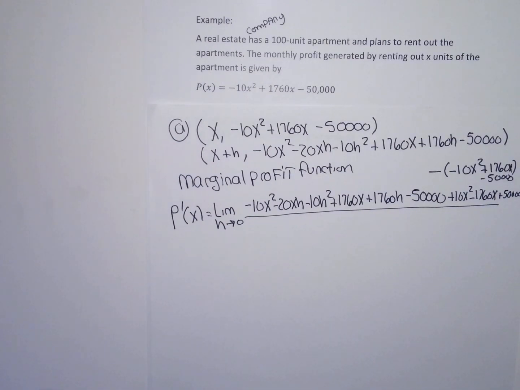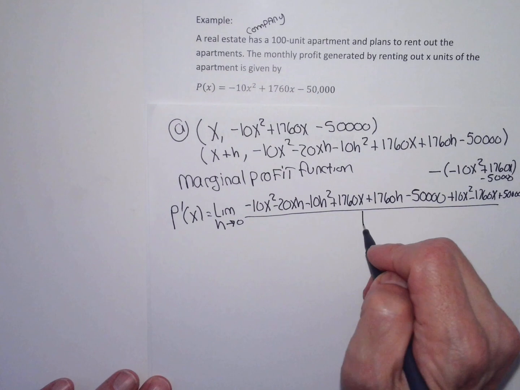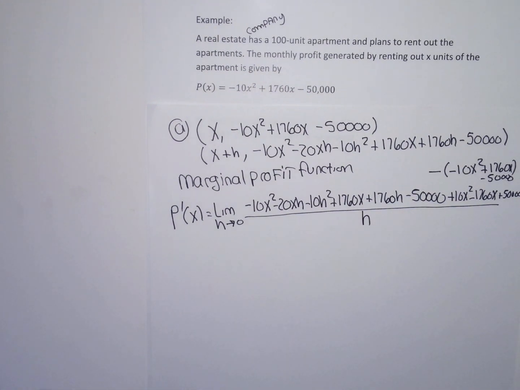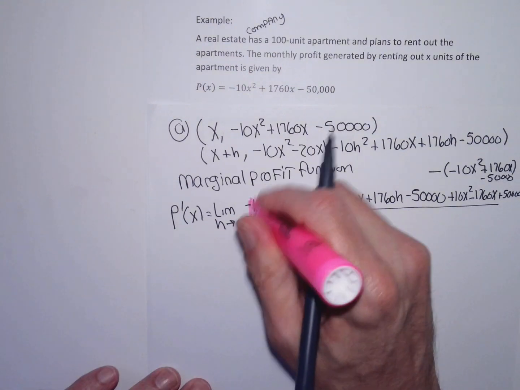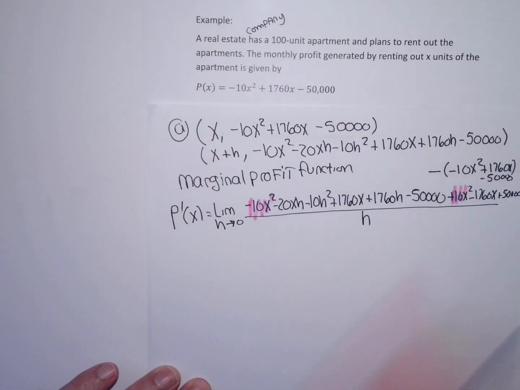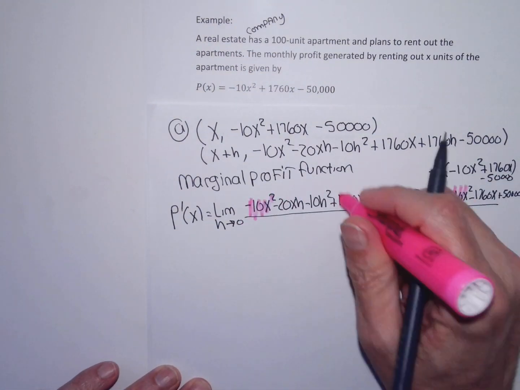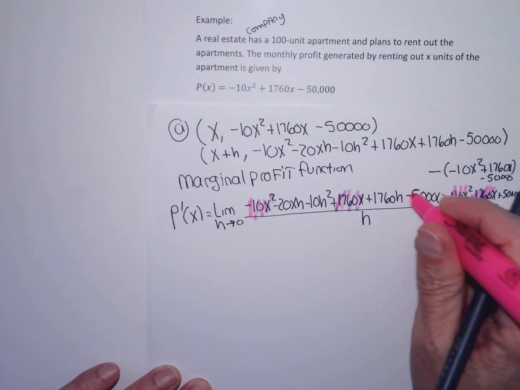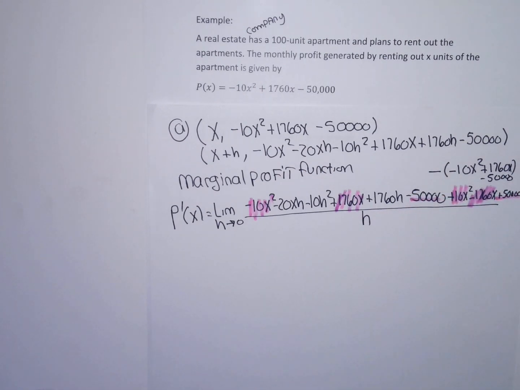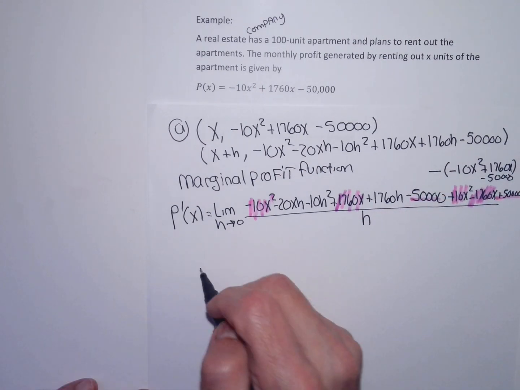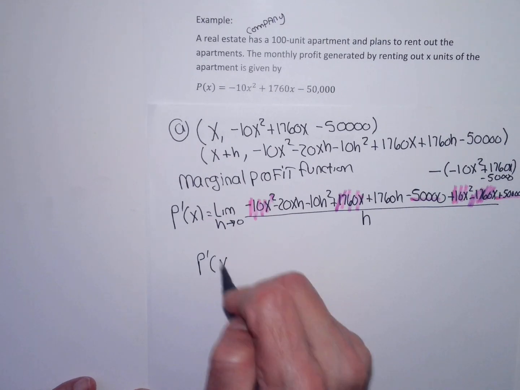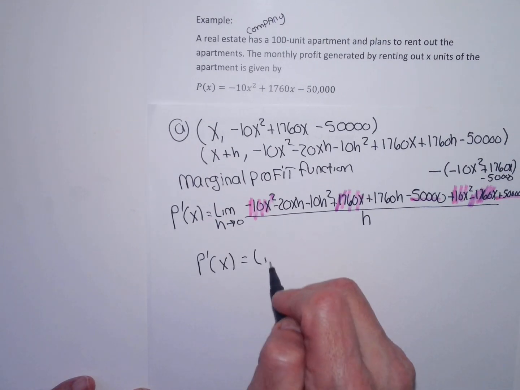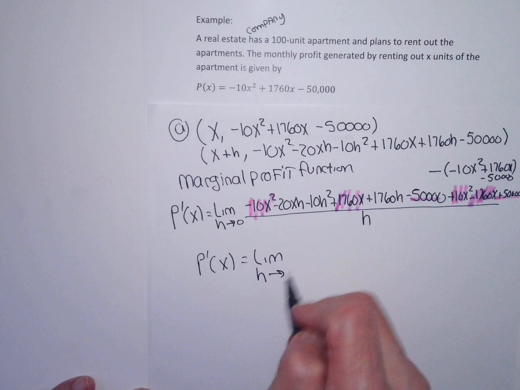Okay, now let me clean up that numerator after I put an h in the denominator. In the numerator, if it doesn't have an h, it should cancel. This minus 10x squared and that positive 10x squared cancel. This positive 1760h and that 1760x and that negative 1760x cancel. Negative 50,000, positive 50,000 cancel. I get the marginal profit function is the limit as h goes to 0.